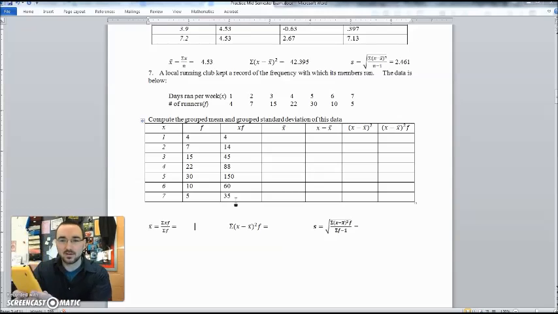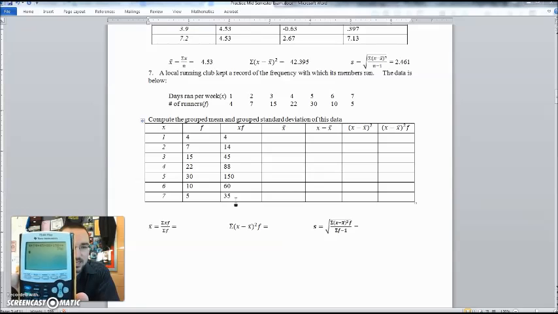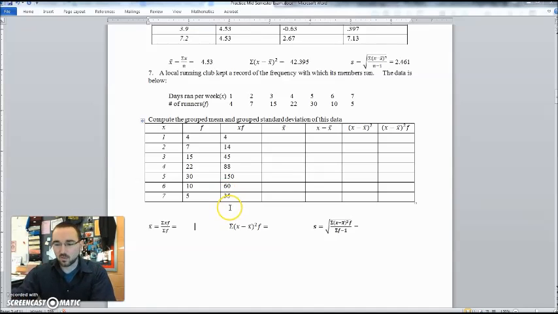So I got my handy dandy calculator. We're going to take 4 plus 14 plus 45 plus 88, plus 150, plus 60, and plus 35. If you can see it, we get 396. We're going to divide by 93, which is the f column all added up, and we end up getting roughly 4.26. I'm going to put that mean down here. Remember, we take this mean because we're going to find a distance or a deviation away from our x values. So 4.26, and I'm just going to continue this down just like we did last time.